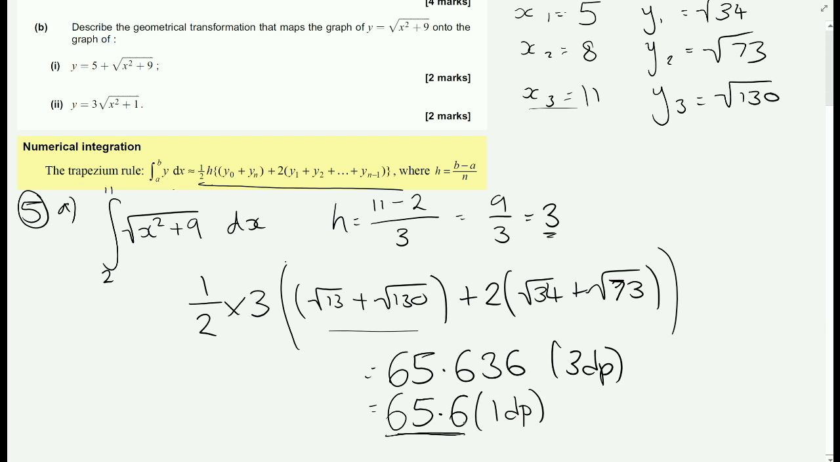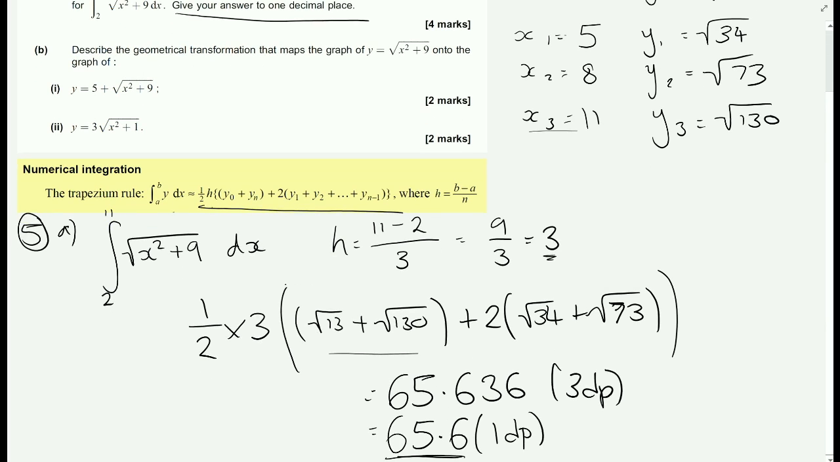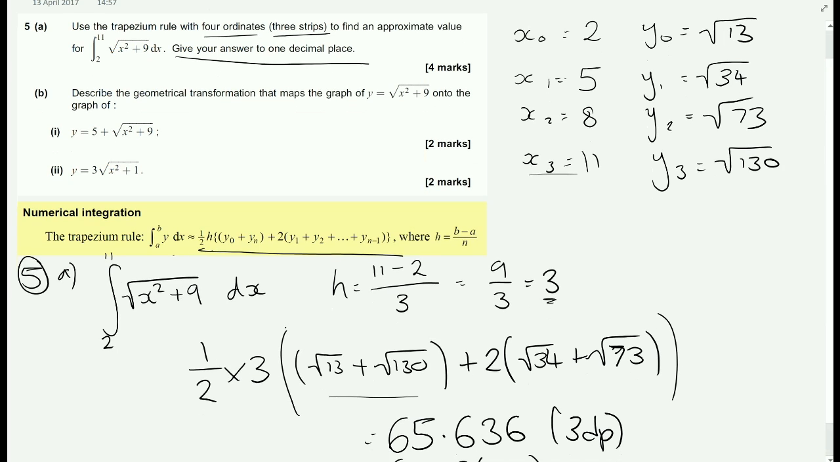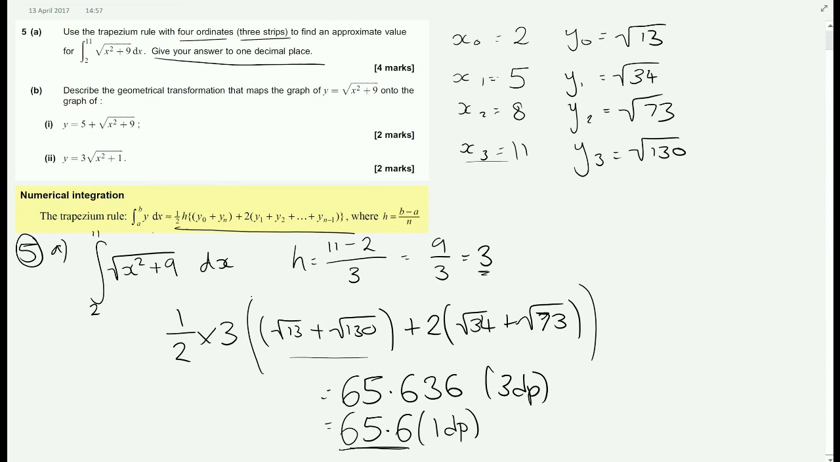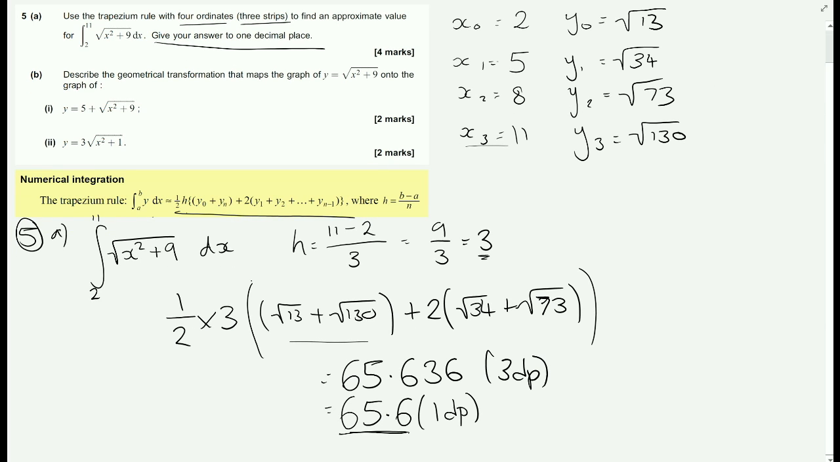So it is 4 marks, there's a lot of work to do, but it is following exactly the same process every single time. So it should be something that we can do. I'm going to remove all this workings now from this video, so pause it if you want to have a look at those, and then I'll have a look at the transformations for part B.